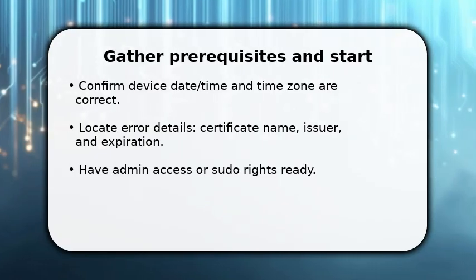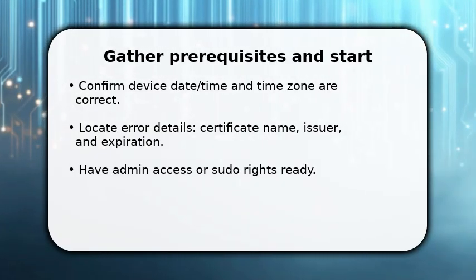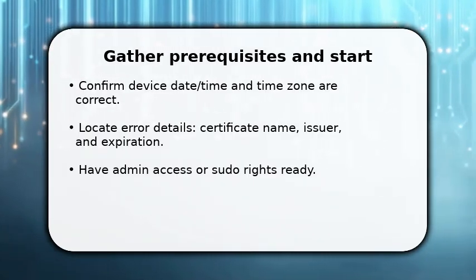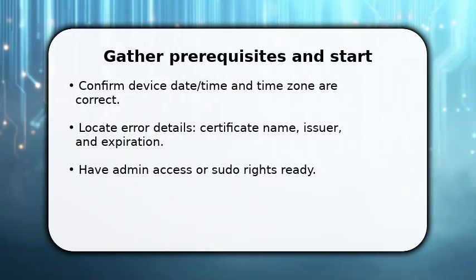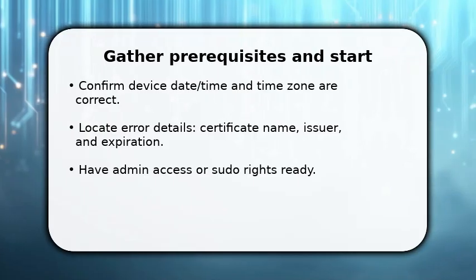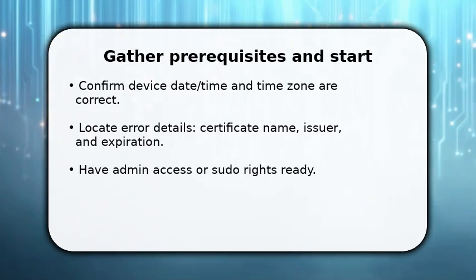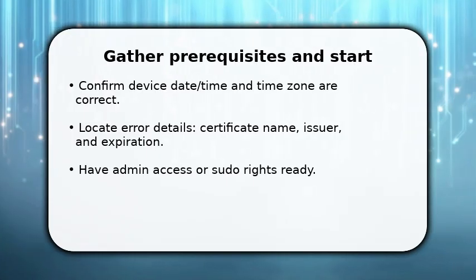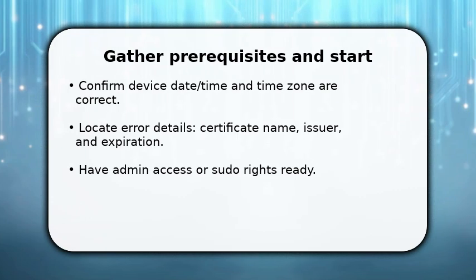Enjoy the video. You start by fixing the basics that commonly break TLS. Set the device clock precisely and verify the time zone, because certificates rely on accurate time. Next, open the browser or client error and read the certificate name, issuer, and expiry to understand the mismatch or expiry cause. Once done, make sure you have administrator or sudo access to install certificates or update trust stores so you can proceed with the next corrective steps.